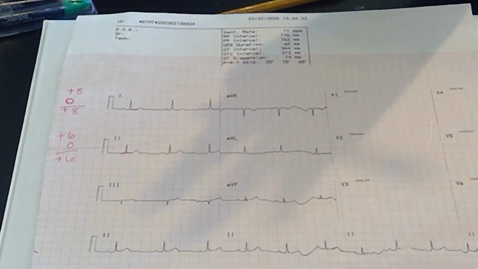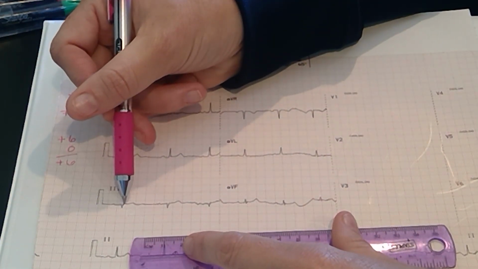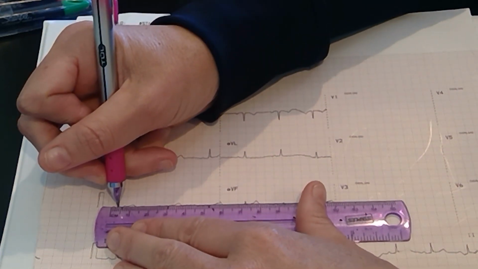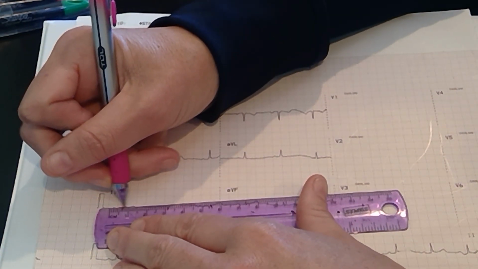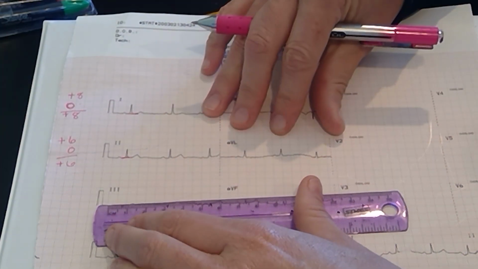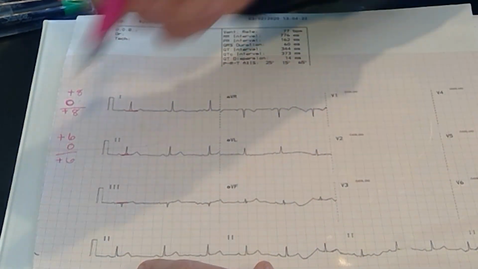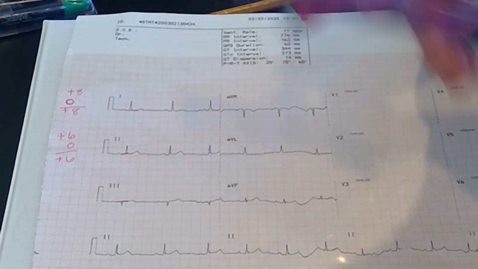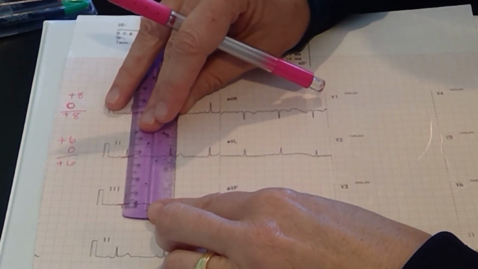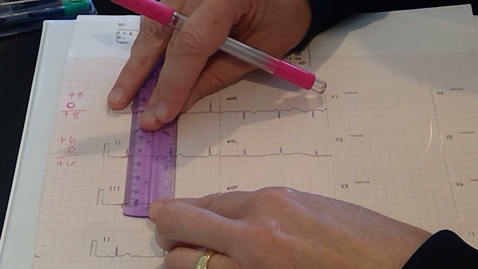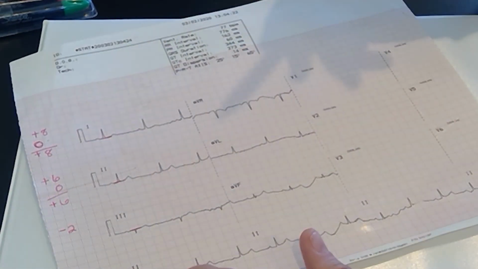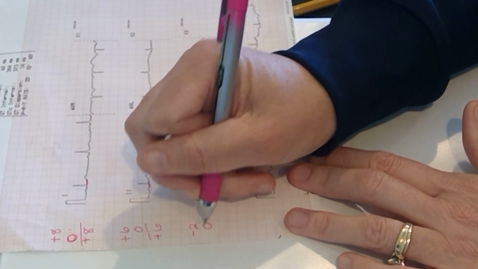Now, moving on to lead 3, this is my R. It's going inverted, downward stroke, negative deflection. Those are all the same kinds of terminology that you can expect to read. I'm going to measure that downward R from my baseline, and that gives me a -2. Again, there's no S coming above that baseline draw, so I'm going to put a 0, and I get a -2.